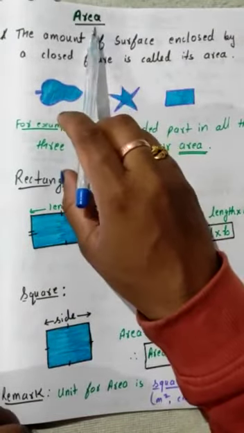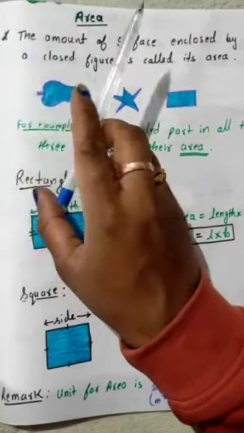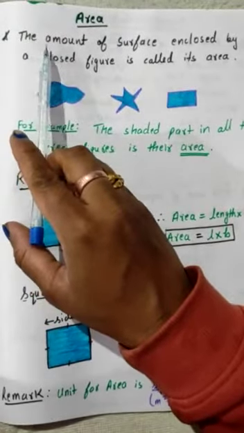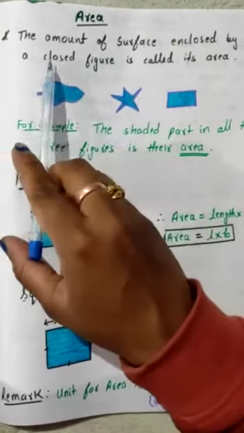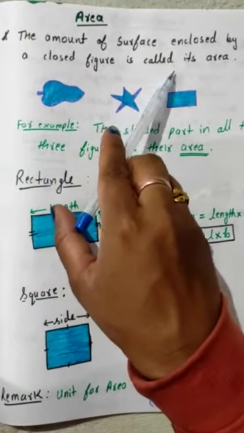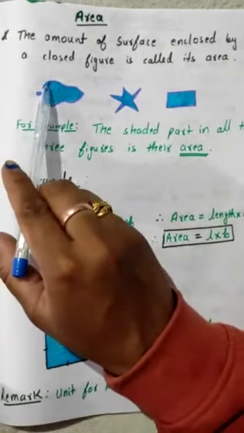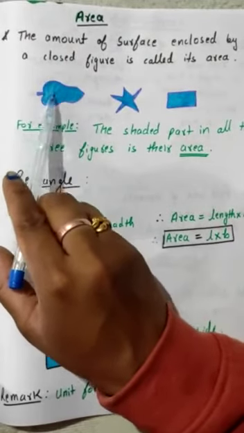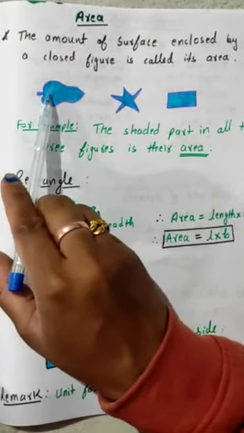Now what do you mean by area? First of all, let's just understand that. The amount of surface enclosed by a closed figure is called its area. यानी कि किसी भी फिगर के अंदर का जो एरिया रहता है, अब सरफेस है, that is called area.